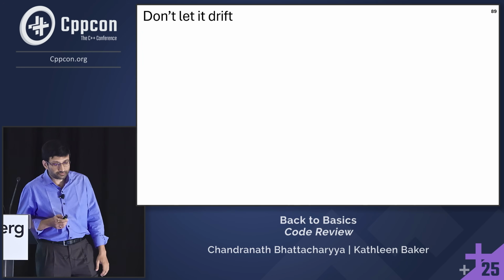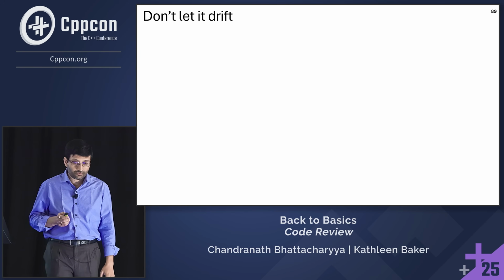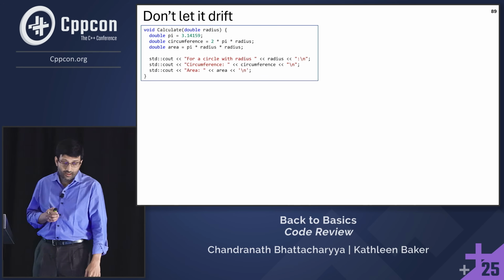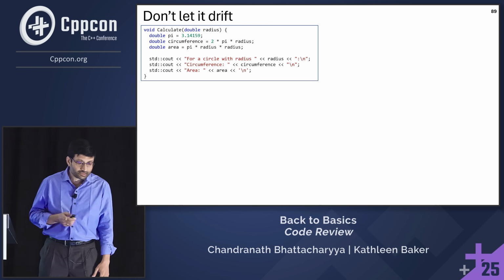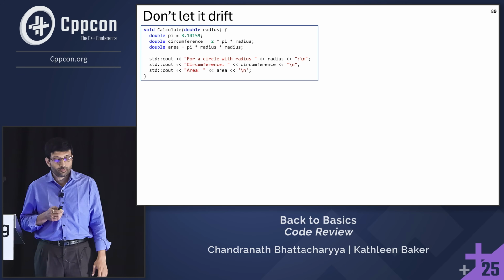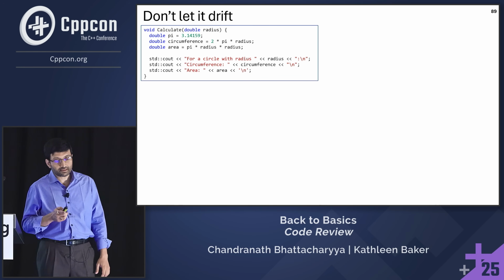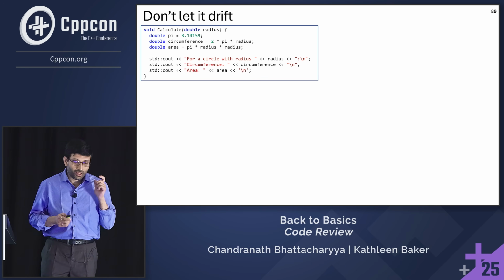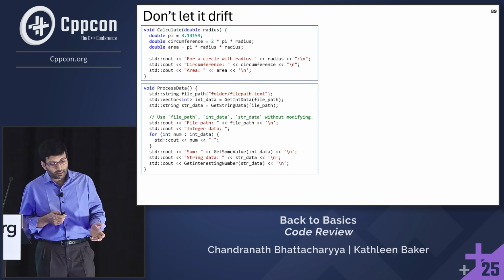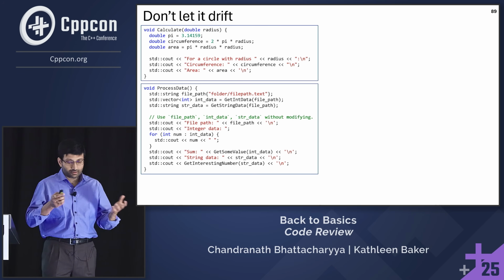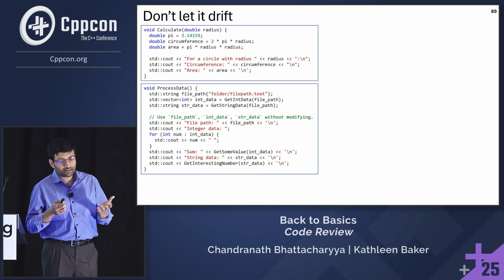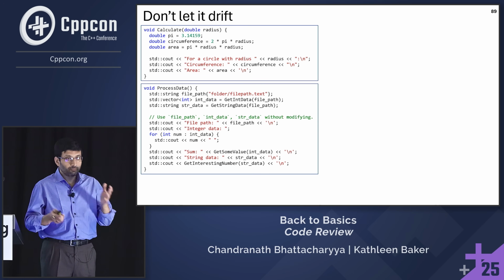One more scenario, don't let it drift. Okay, let's look at this code. So we have a simple function with a radius as an argument, and then it has a constant pi, and then creates a circumference and calculates an area and then prints those. We have one more function which creates a file path, int data and string data, and does a lot of dumping out of those, right?